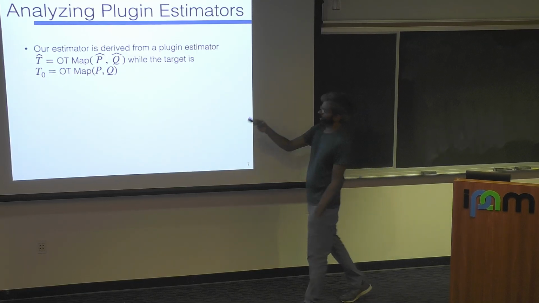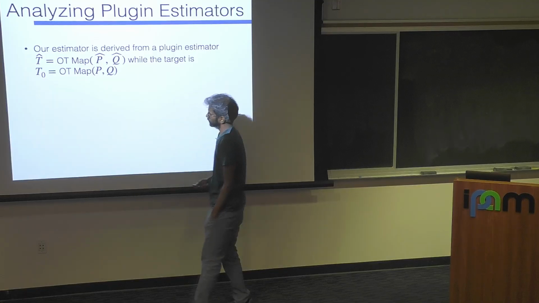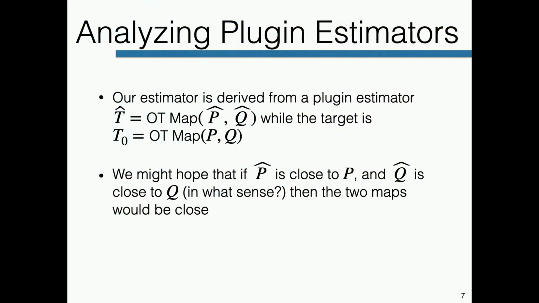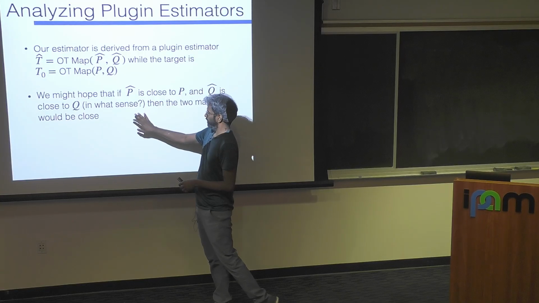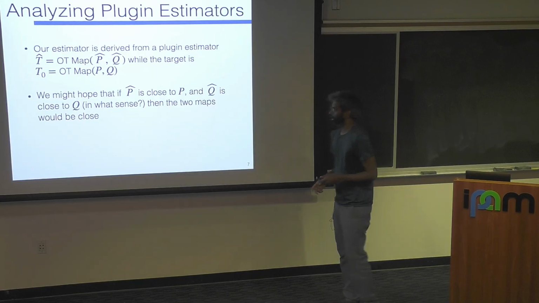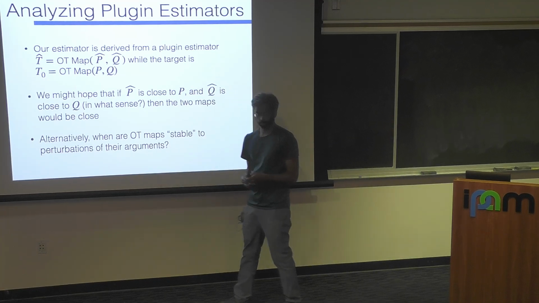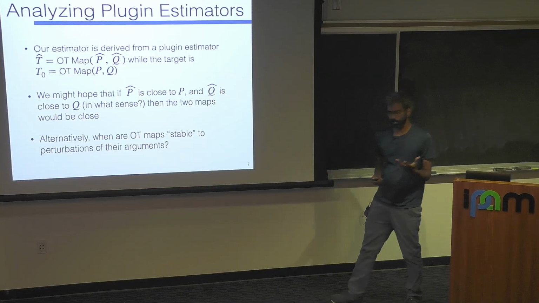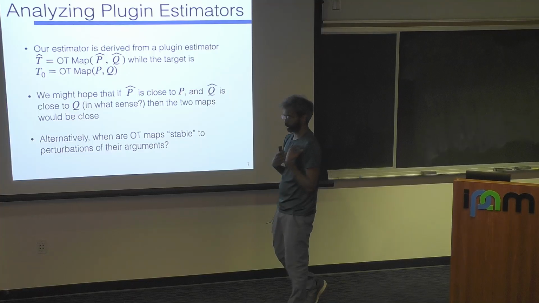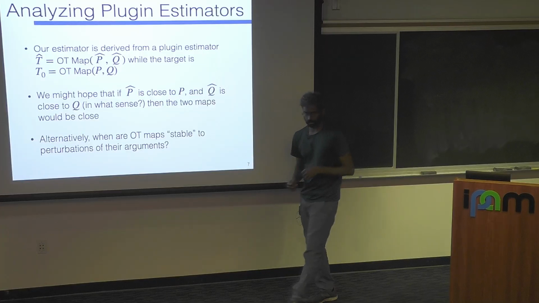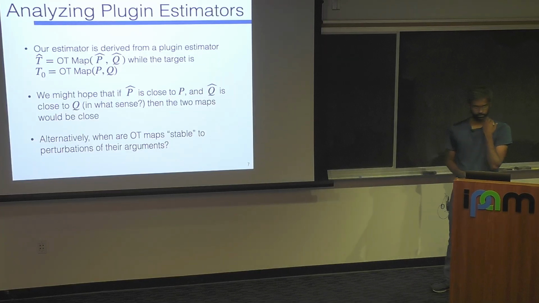And so our question is basically, we would like to say somehow that these two things are close to each other. And maybe the hope should be that if p hat is close to p and q hat is close to q in some sense, then these two maps, t hat and t0, would be close. So the hope is that we'd like to understand when this statement is true. So when is it the case that the optimal transport program, this optimization program, is stable to perturbations of its input arguments? You can view this as some sort of optimization program that takes as input two distributions and returns to you a transport map. And maybe you would like to understand when it is stable in some quantitative sense. Everyone okay so far? Okay, good.